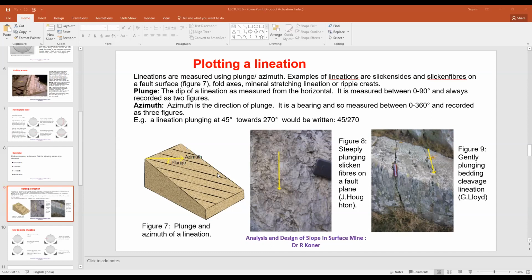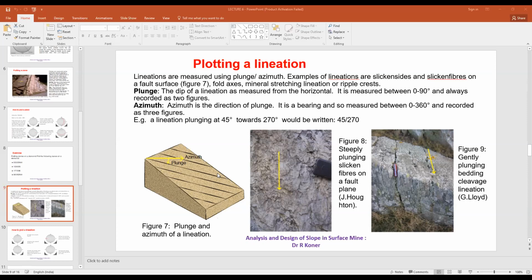Orientation is measured in the same way. The dip, that is the plunge line, is projected horizontally, and the line making an angle with the true north is the azimuth. So two components we measure: the plunge, that is the dip, and the direction of that particular line, that is the azimuth. These two components we get.